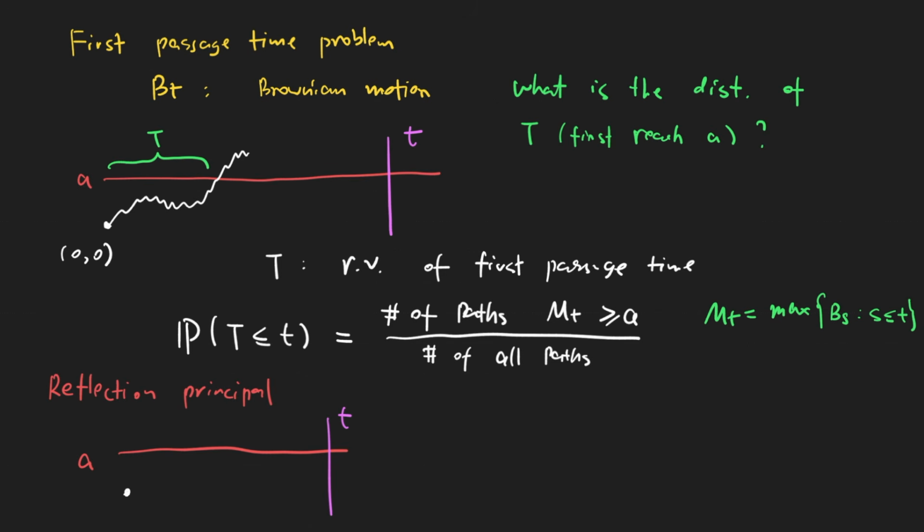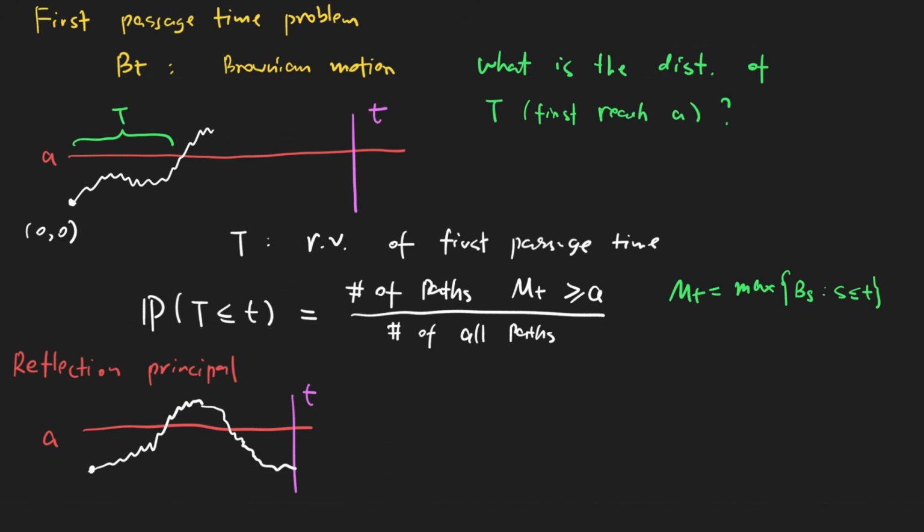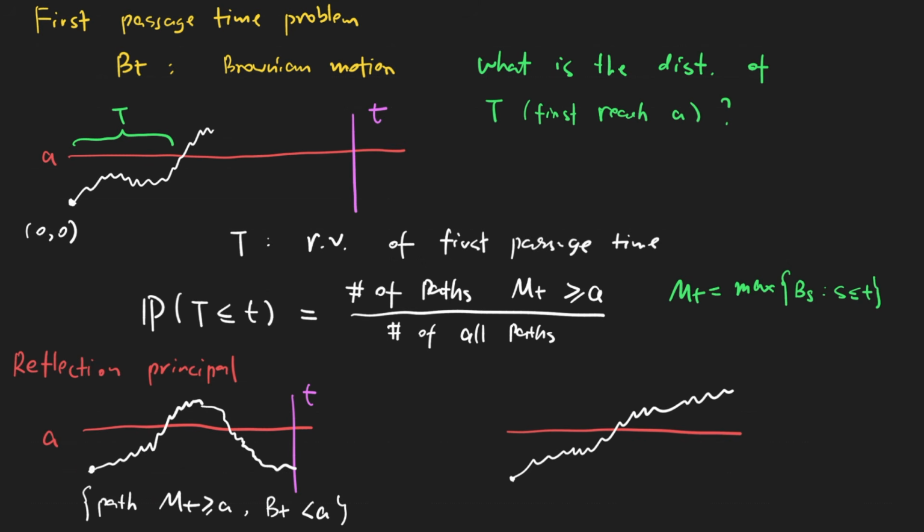So in case 1, the process value exceeds A, then drops back down. So basically, this case consists of the paths whose max value is greater or equal to A, but the terminal value Bt is smaller than A. Then for the second case, we just have the terminal value greater than A. So here's the time small t, and here's the A.